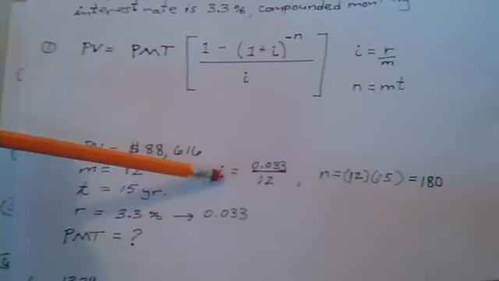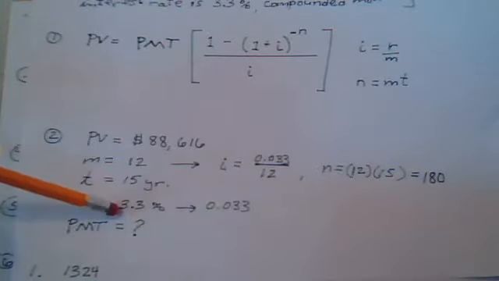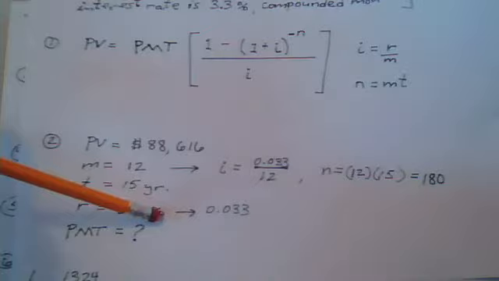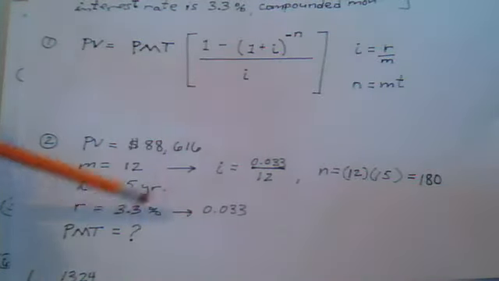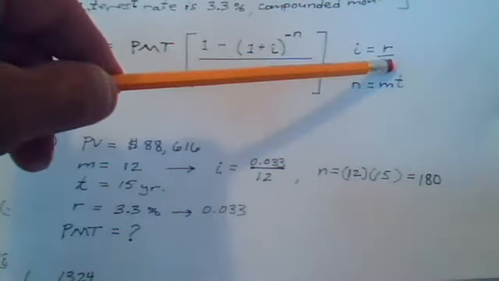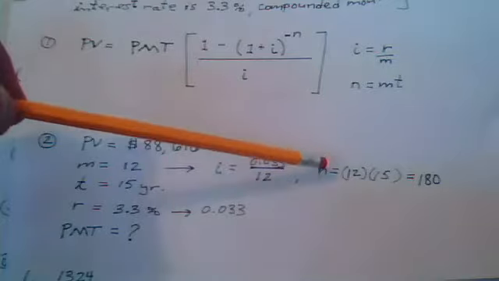So here's the I. The I asks for the rate, which is this one, rate, 3.3%. Put it here, but in decimal form. Notice I changed it from percent to decimal. You put it here. Then you put the M here. We said it was 12. Now you find the N.